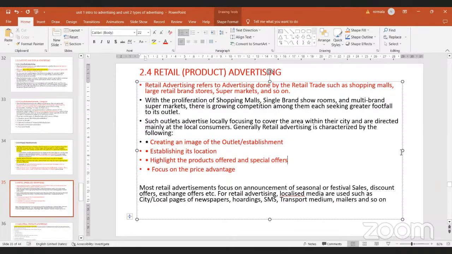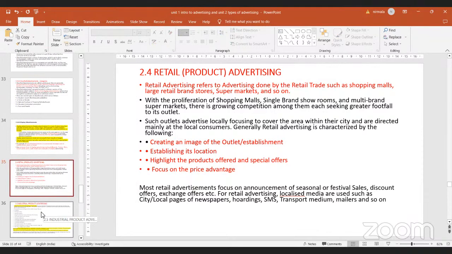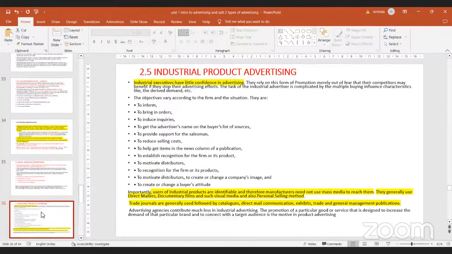What are the advantages, like giving sales coupons or offers, discounts, all that information is something which they provide in this retail advertising to reach their consumers. They can also use newspaper as a medium of platform, or they can go for hoardings, SMS, even the transport medium, bus backs or auto backs or anything. Whatever the means of communication which can reach their promising consumers is being done by the owners of the shopping malls and others.